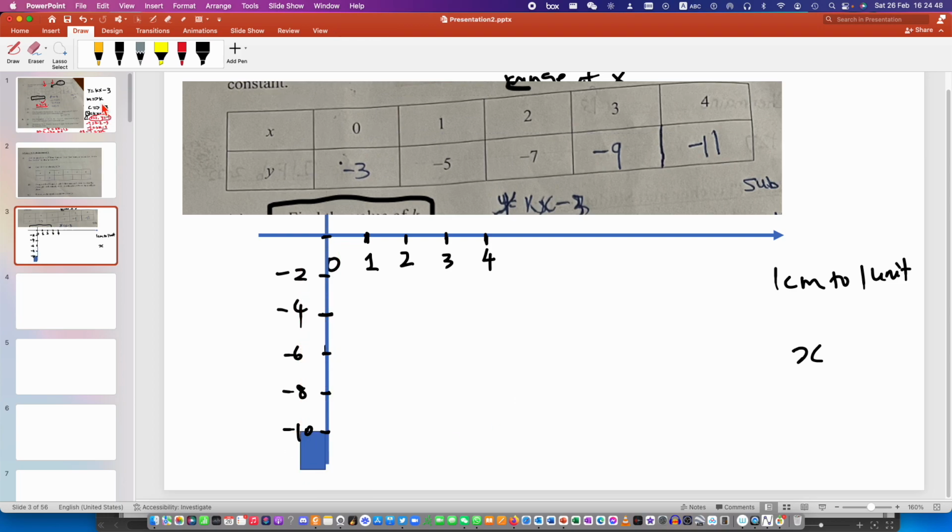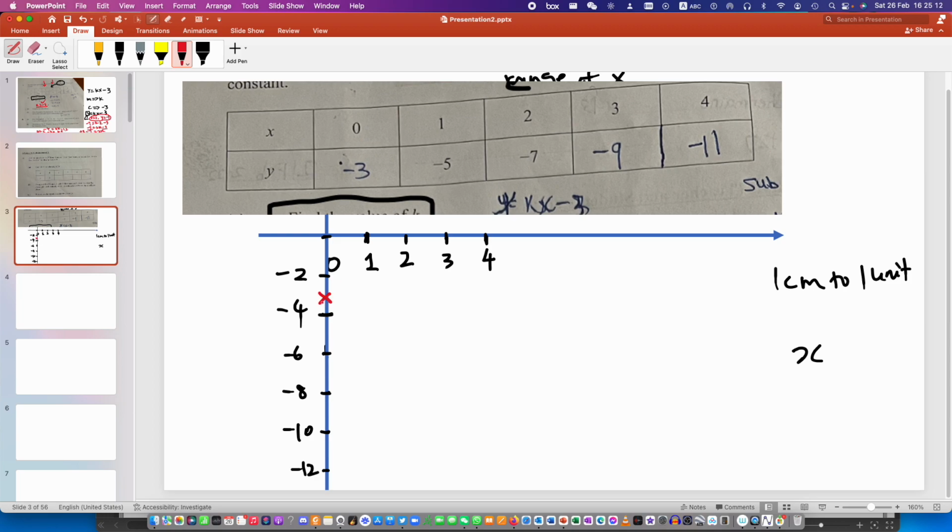Are you clear when you stop? Yeah. And then after that, extend this line a little bit. Use your ruler, extend it a little bit. Good, done. So just plot the points. 0 and negative 3. Like I said, it's not very accurate, right? So, in between.